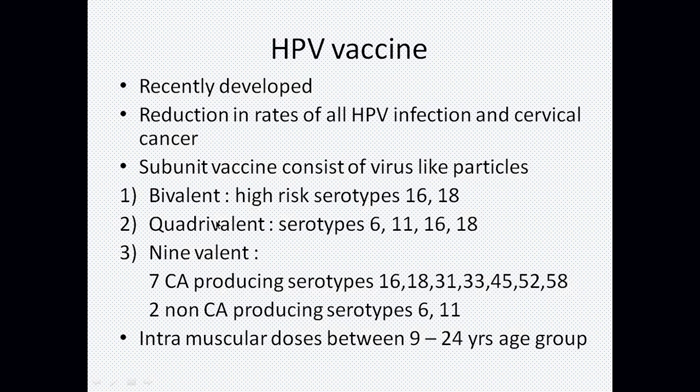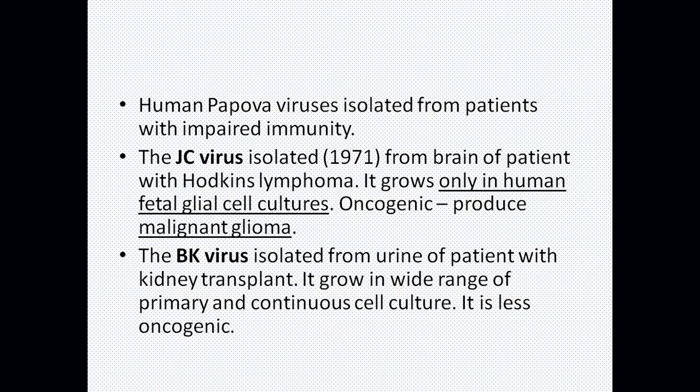The 9-valent is a subunit vaccine having all the serotypes in the same vaccine. All these vaccines are given by intramuscular route, but the doses vary. Some are given in a single dose, or some in 3 doses, depending upon which valent vaccine we are using. The most susceptible group is females of age 9 to 24 years. So these are the community people, females of 9 to 24 years, who are mostly vaccinated with the HPV vaccine to prevent future cervical carcinoma due to human papillomaviruses.